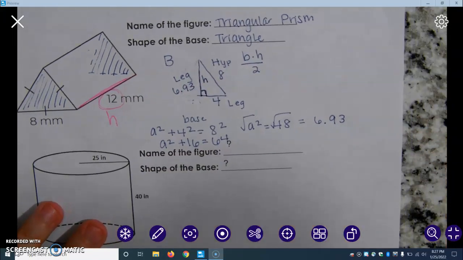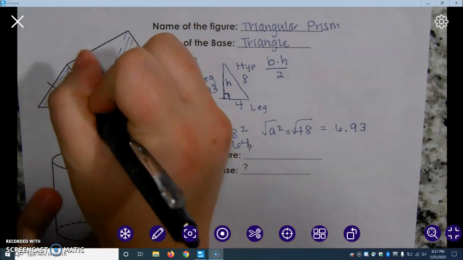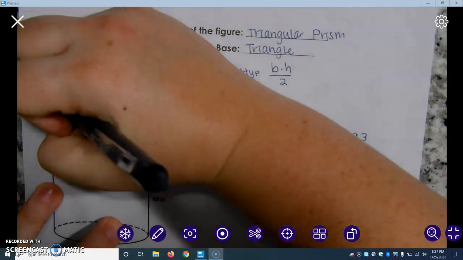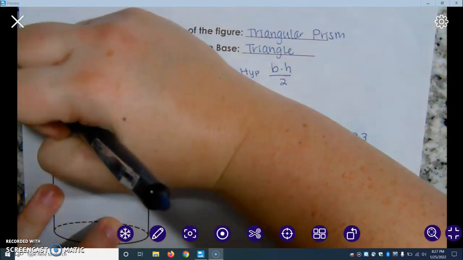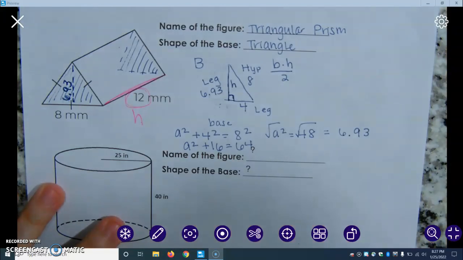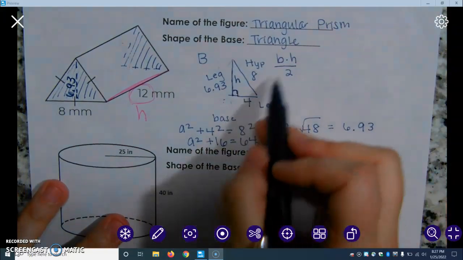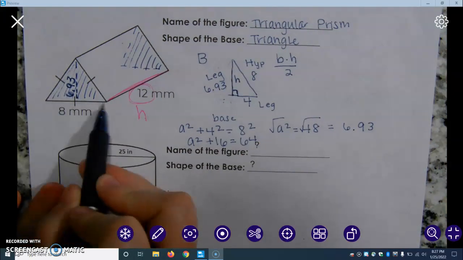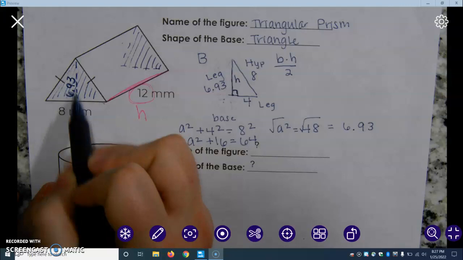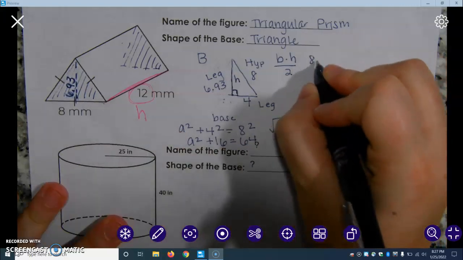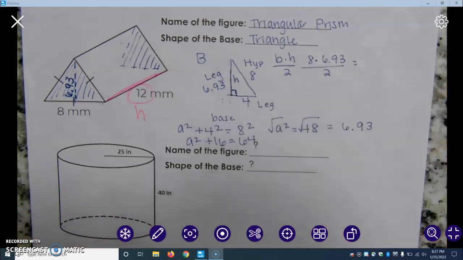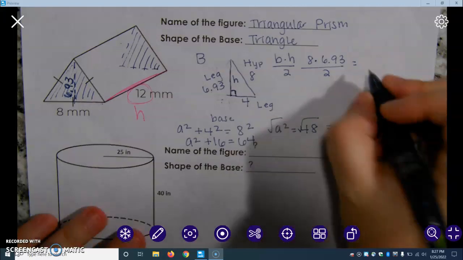So now I can find the area of my original triangle, because now I can draw this in and label that this height is 6.93. So my triangle, base times height divided by 2, will be 8 is my base, 6.93 is my height, and then divide that by 2. So I'm going to do that in my calculator. 8 times 6.93, and then divide that number by 2.